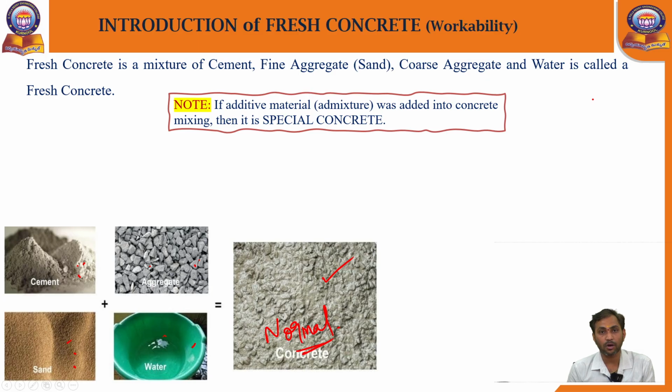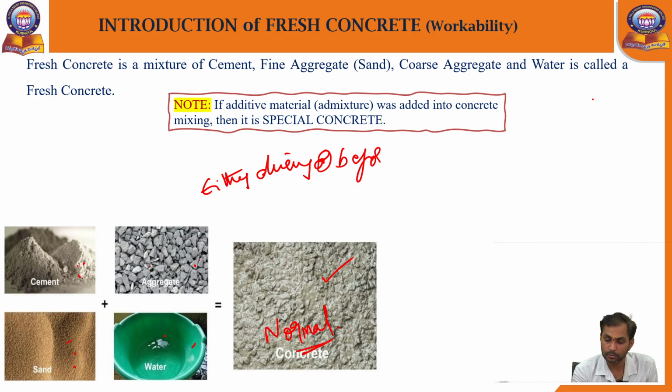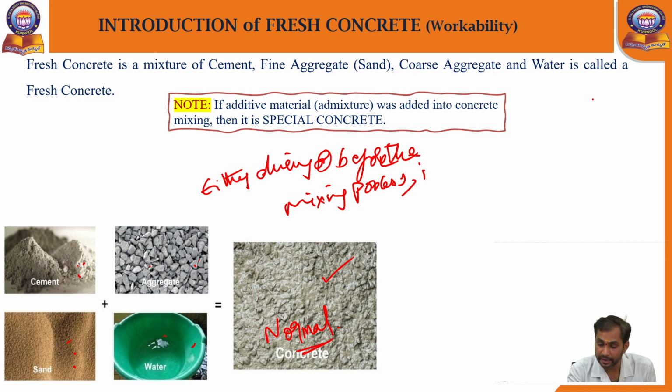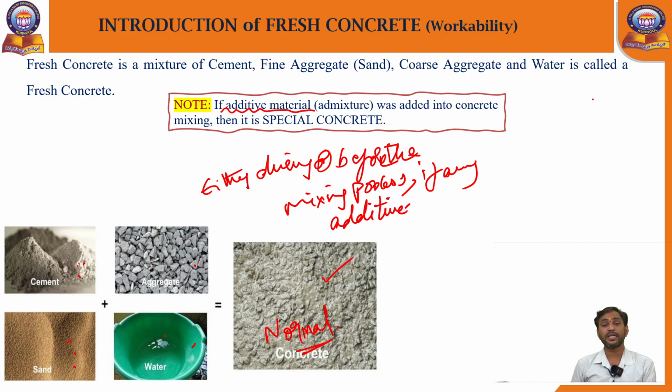In this normal concrete, if any additive material is added either before the mixing process or during the mixing process, that is nothing but the admixtures. In lectures 3.1 and 3.2 we discussed the admixtures topic. So note, if any additive material was added into the concrete mix before or during the process, then it is going to be prepared as a special concrete. So here nominal concrete is different, special concrete is different. About that special concrete we have discussed in the admixtures.